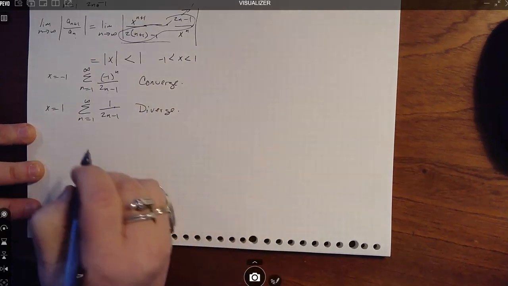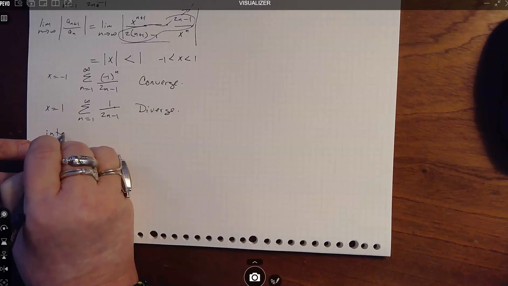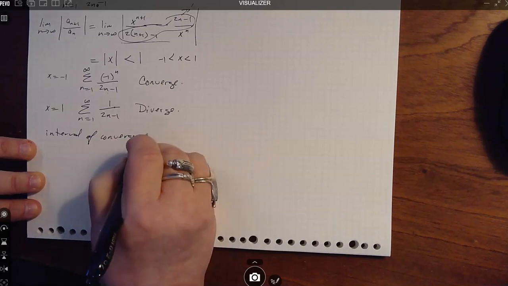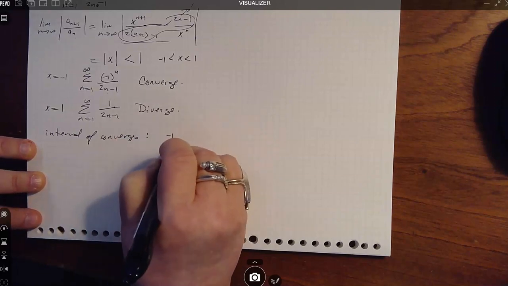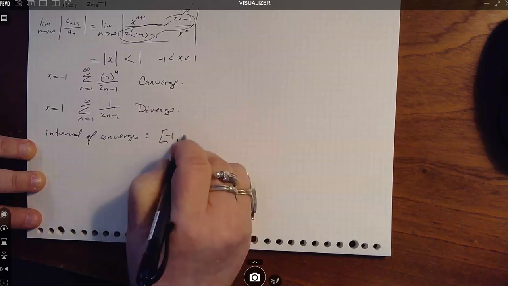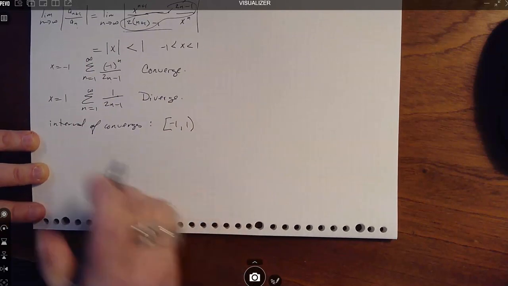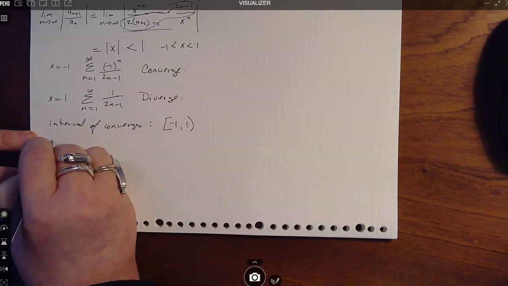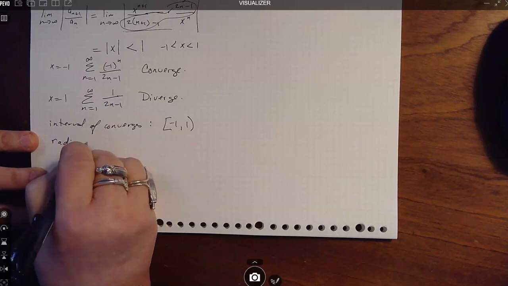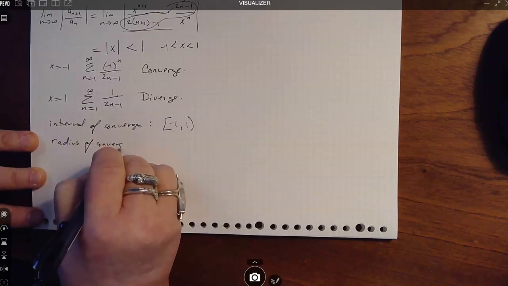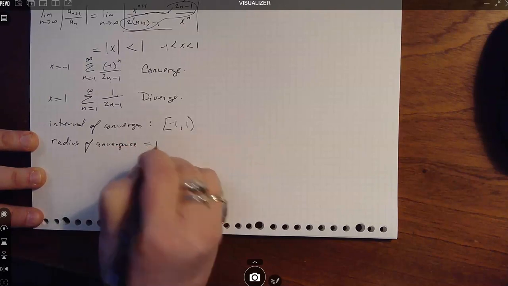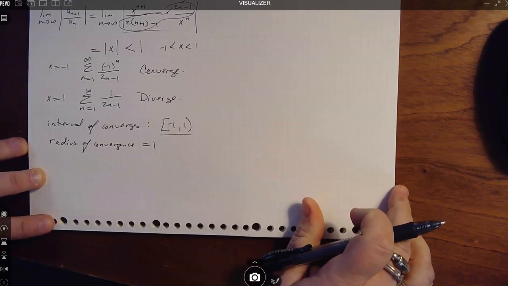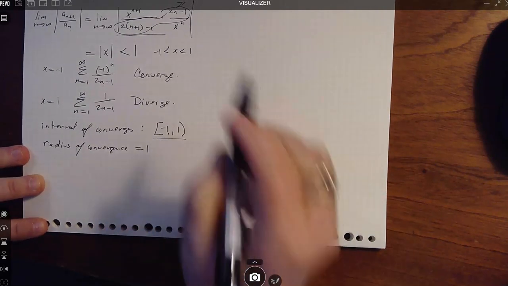So we say the interval of convergence is going to be from negative 1 to 1. I include the negative 1, but I do not include the 1. We also can say the radius of convergence is 1. Did I say ratio? Sorry, I meant radius. Because that's the radius of that interval. Kind of like the radius of a circle could be 1, but the diameter is 2. It's the same idea. You're taking half that length.